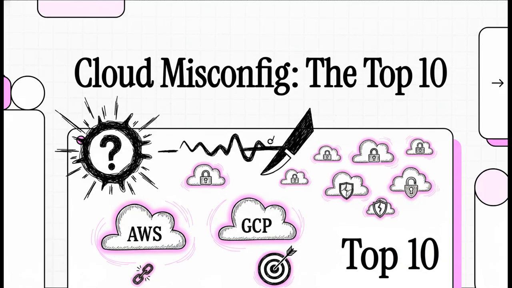All right, let's get right into it. You hear about cloud security all the time, right? But what actually matters? What we're going to do here is cut through all that noise and focus on the top 10 cloud settings that are the real reason for major incidents on platforms like AWS and GCP. No fluff, just what you need to know.